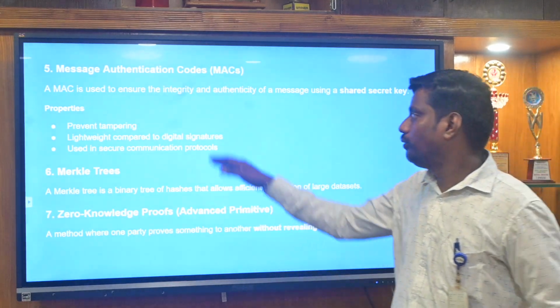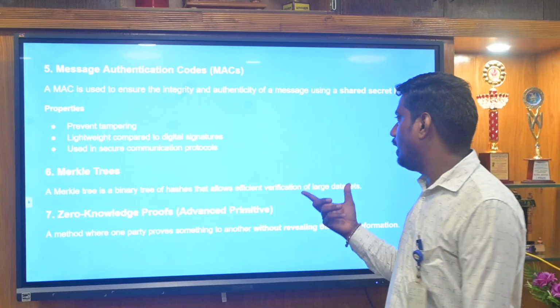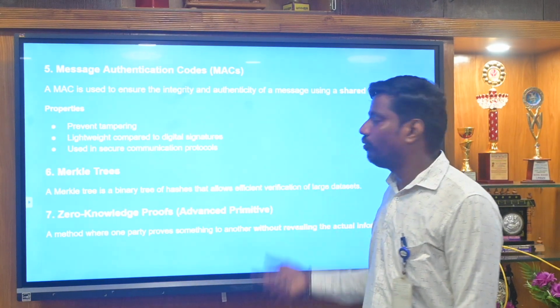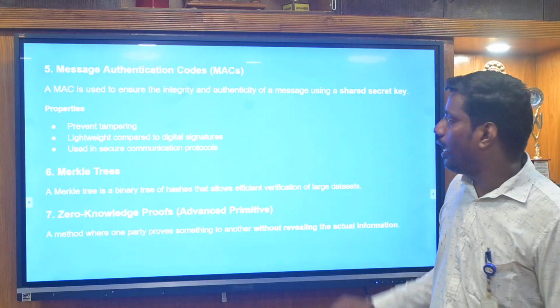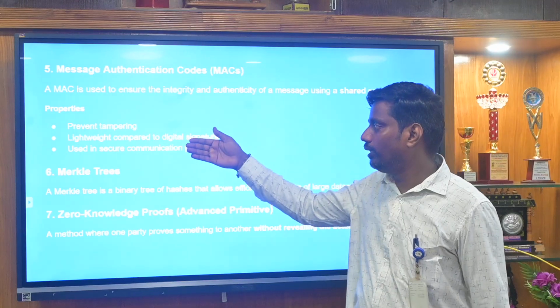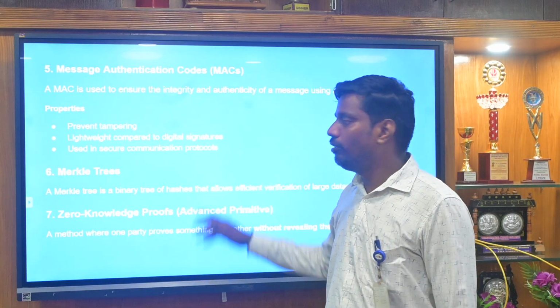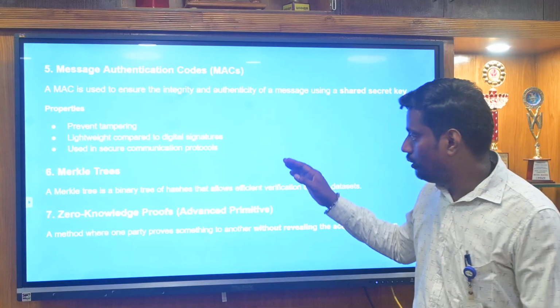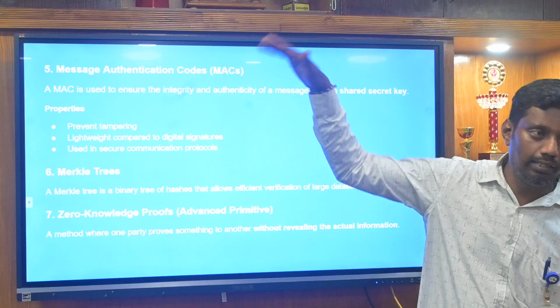Coming to the message authentication code, MAC, it is used to ensure the integrity as well as the authenticity of a message using a shared secret key. Its properties are preventing tampering, being lightweight compared to a digital signature, and use in secure communication protocols. So this is the main process in the case of the existing mechanism.